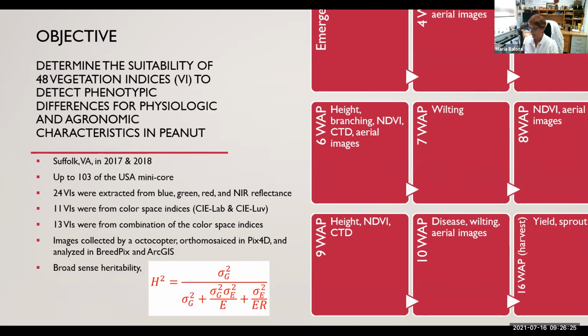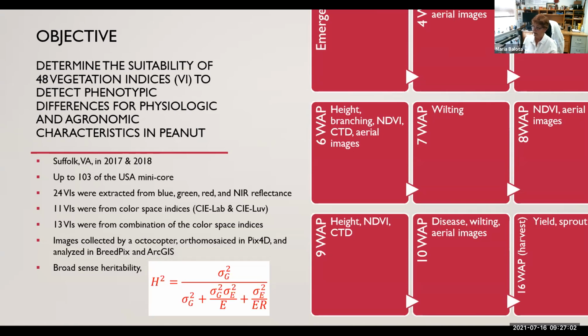The vegetation indices we used were collected with an octocopter. They were orthomosaicked in PIX4D and analyzed in BreedPix and ArcGIS. And 24 were extracted from blue, green, red, and near infrared reflectance. 11 vegetation indices were developed from the color space indices, and 13 were from combinations of the color space indices. We also wanted to look at the broad sense heritability.